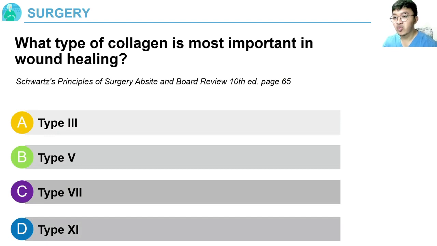Next, what type of collagen is most important in wound healing? Letter A, type 3. Letter B, type 5. Letter C, type 7. Letter D, type 11. So in wound healing, the more important type of collagen is your type 3 collagen. We remember this as 3 pair.